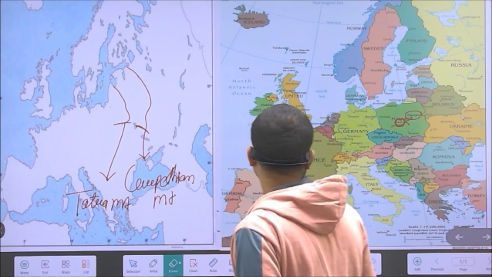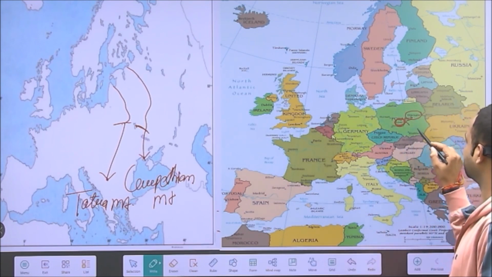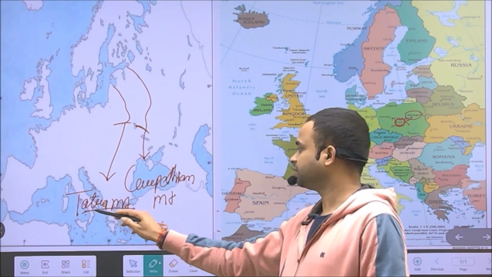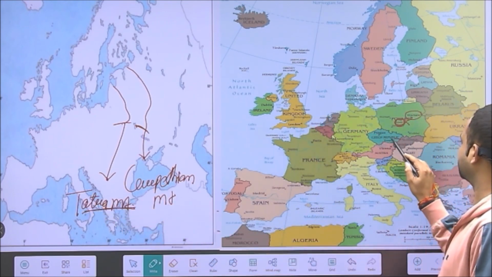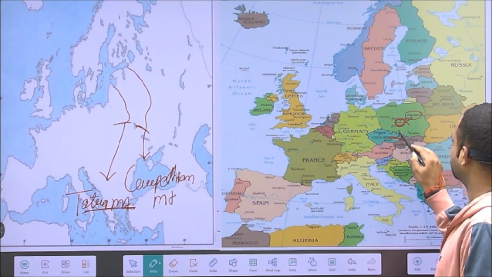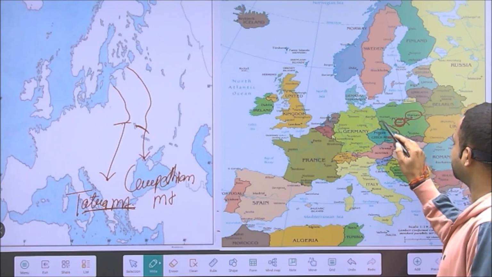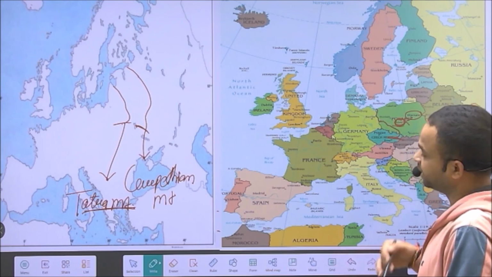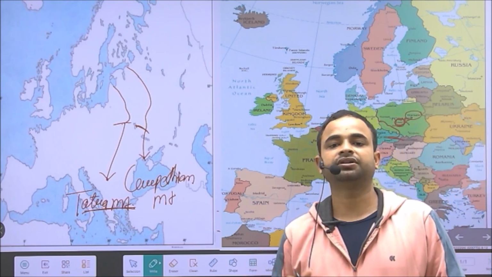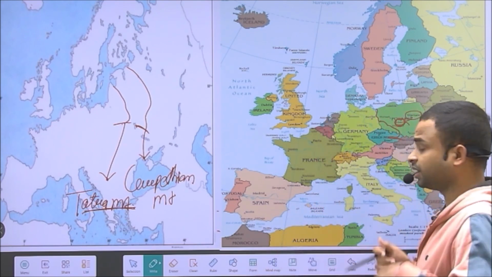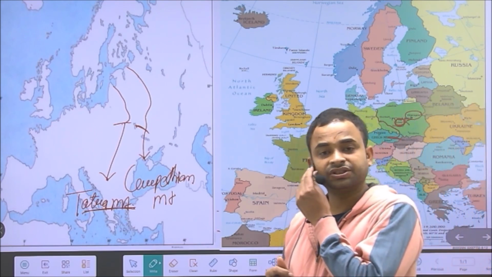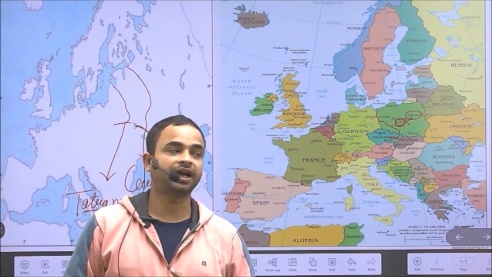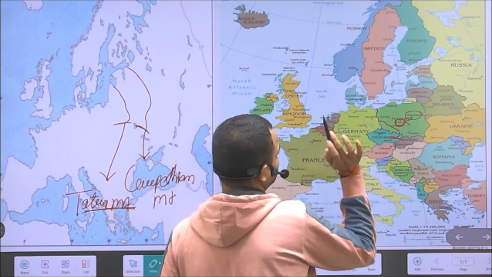Now I will discuss the Oder River. The Oder River, as I said, originates from the Tatra Mountain. So the Tatra Mountain is situated here, and from here the Oder River is flowing, and it also makes the political boundary between Poland and Germany. It is also another most important river of Poland. And in the exam, a question can be asked which river makes the political boundary between Poland and Germany. Then the answer is the Oder River.